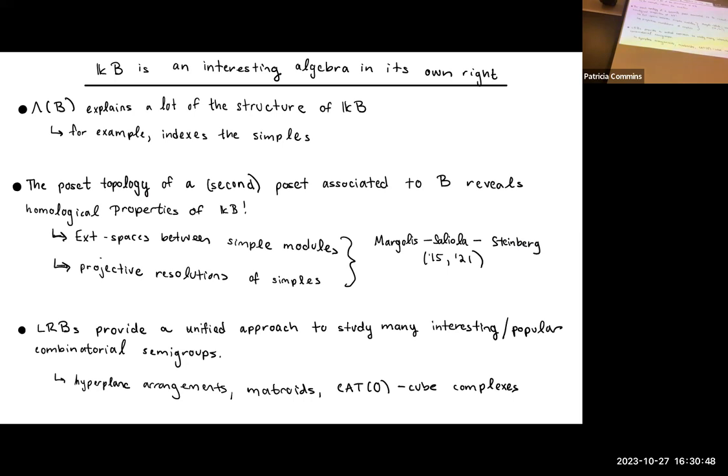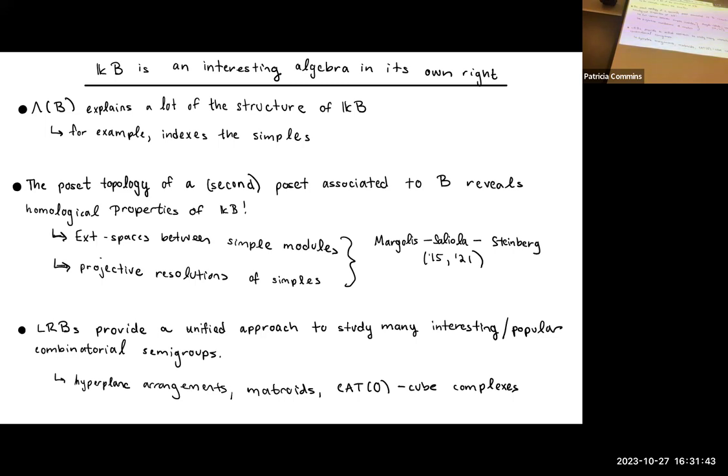For instance, a lot of the algebra is explained by the poset, which in my mind makes them very combinatorial. So this poset, the support semi-lattice, will index the symbols, and it really restricts how multiplication works and things like that. And then there's also more relations to posets in that there's another poset associated to every left regular band. And this turns out to reveal a lot of cool properties about the algebra. So Margolis, Saliola, and Steinberg used the topology of this poset to compute Ext spaces between the simple modules of these semigroup rings and also find projective resolutions of the simples.